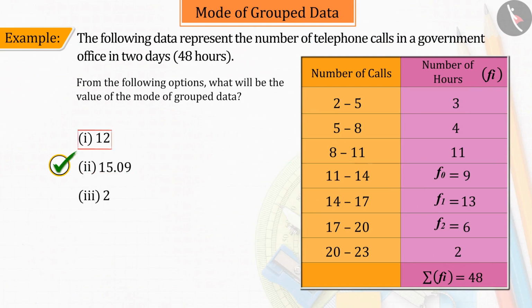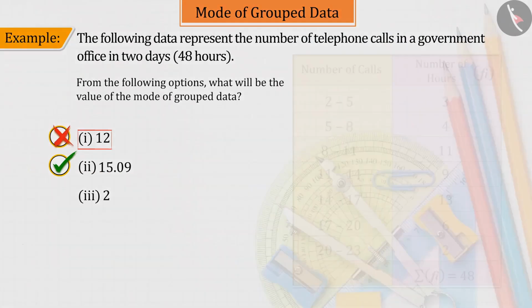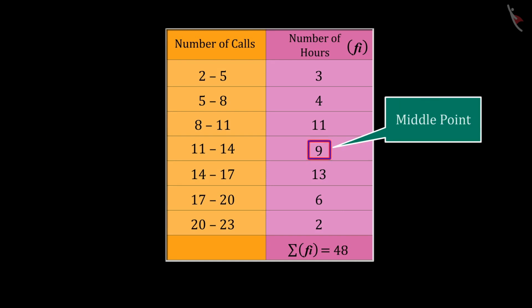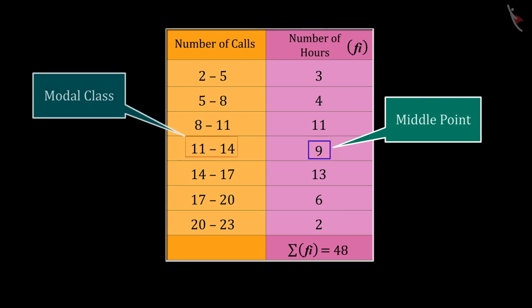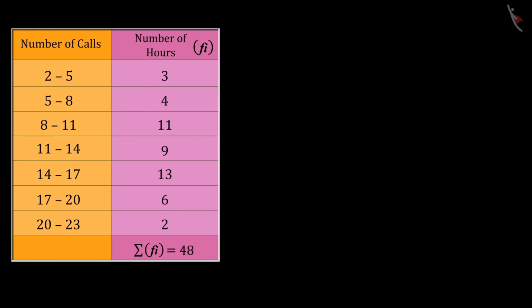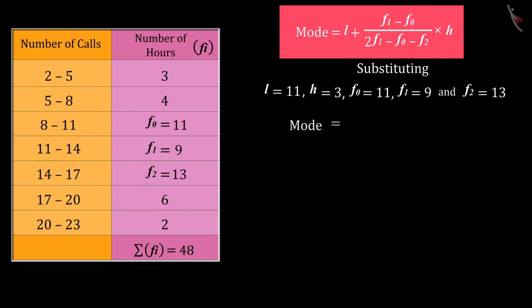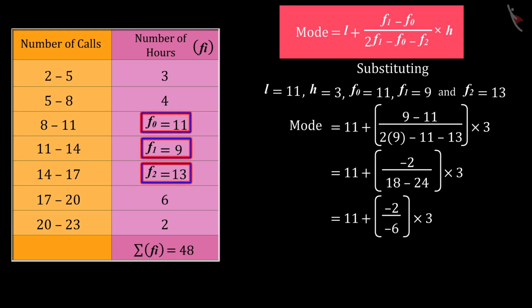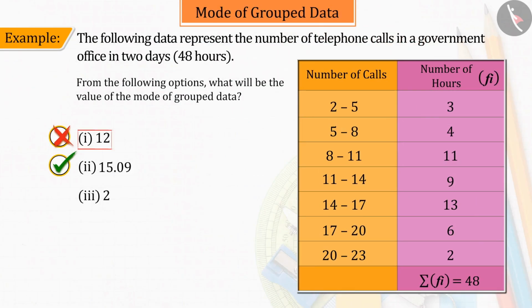If you have selected option 1, it is a good try. But this answer is wrong. Because instead of the highest frequency, you chose the midpoint of the frequencies, and on the basis of that, started to solve the question. Upon solving which, the value of mode is obtained as 12, which is the wrong answer.